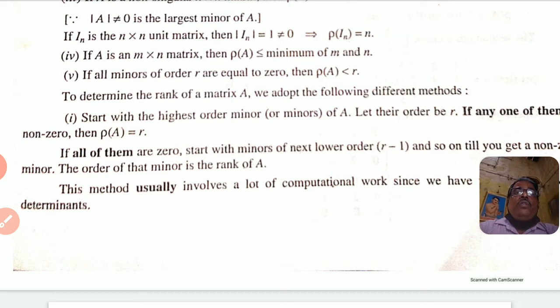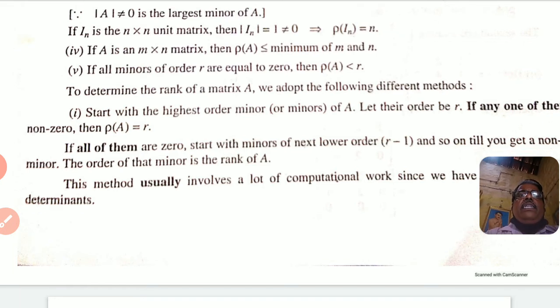Then we go to the minors of next lower order. Up to now we have found 5 cross 5 square submatrices, then we go to 4 cross 4 square submatrices, and we find the determinants of all of them. If any one of them is non-zero, then the rank of that matrix is R minus 1. Like that we continue and we find the rank of the matrix.